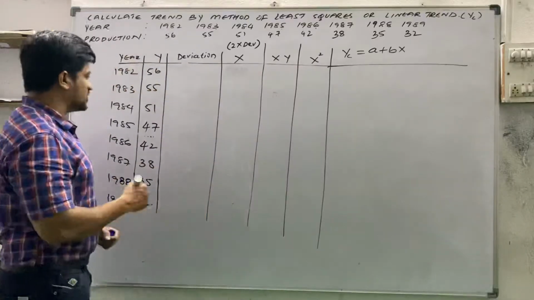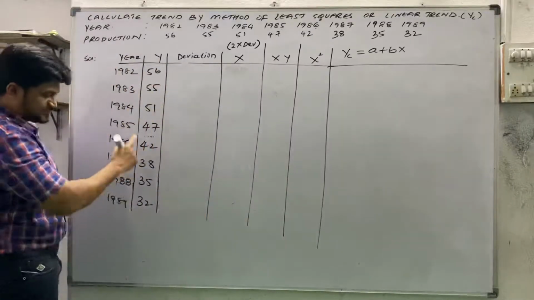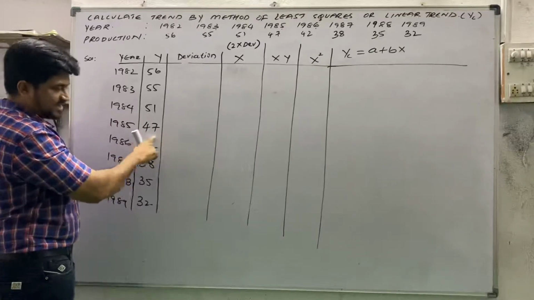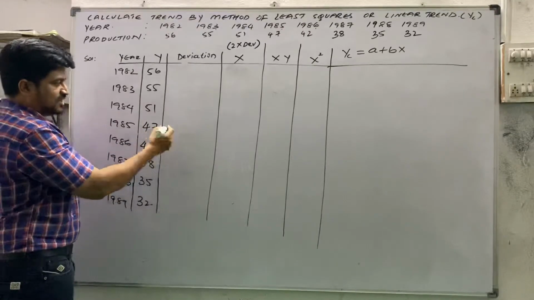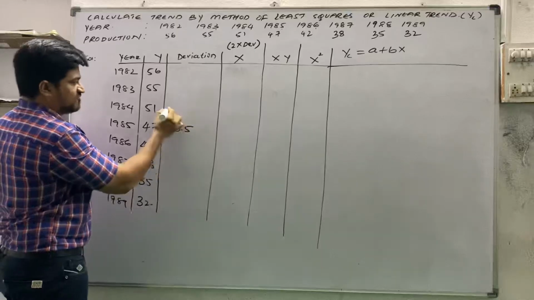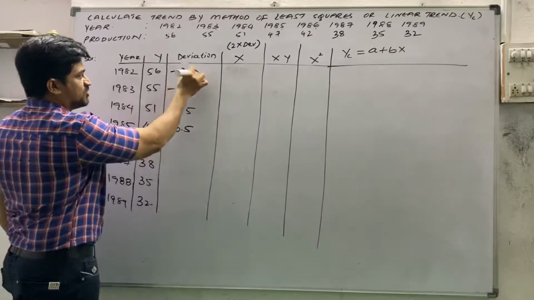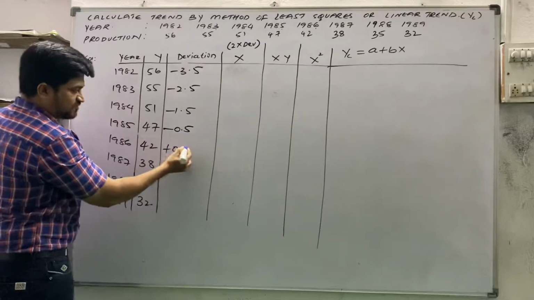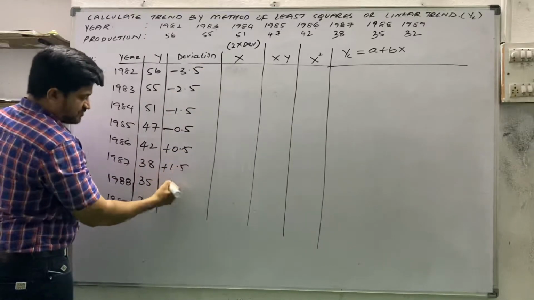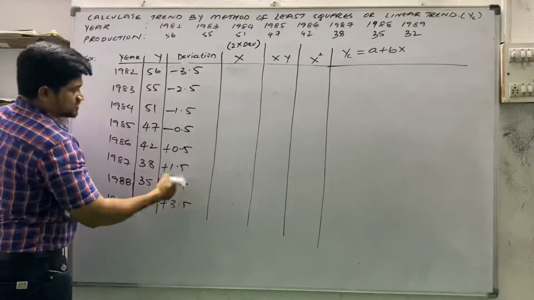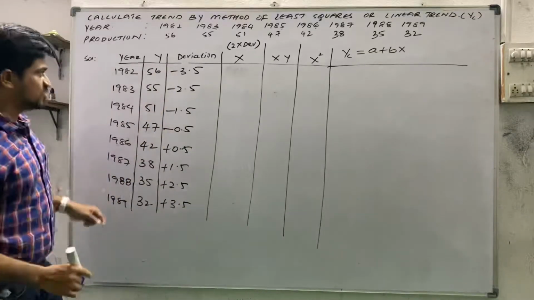For deviations, what you need to do is first check half of the values. We can divide the values into halves here, so we get the center in between. Now you can take minus 0.5, minus 1.5, minus 2.5, minus 3.5. Similarly here plus 0.5, plus 1.5, plus 2.5, plus 3.5. So in this way.